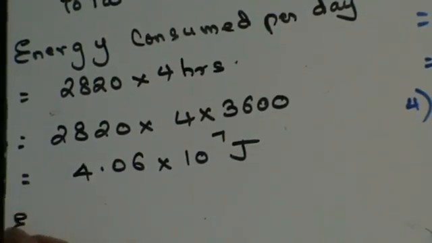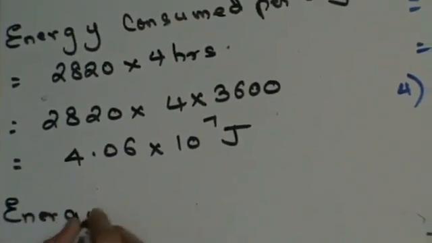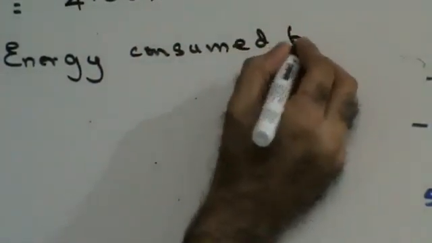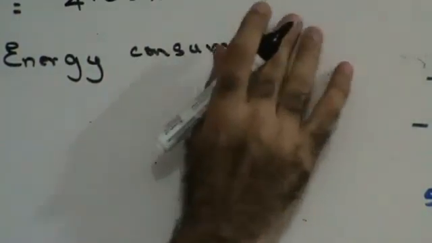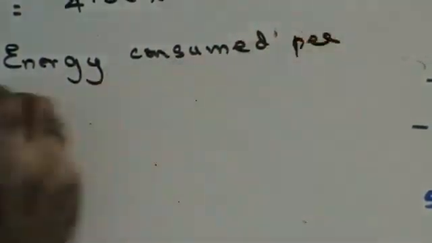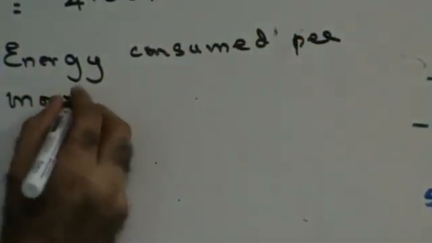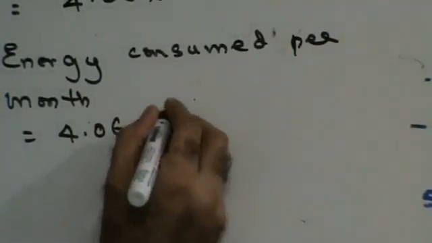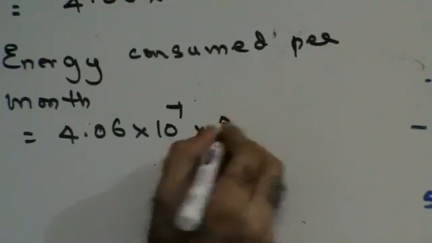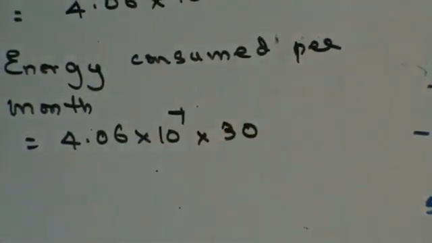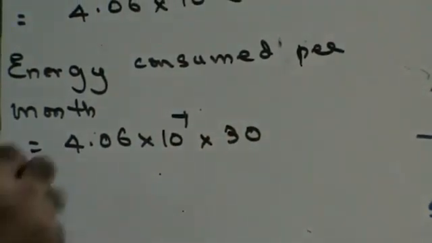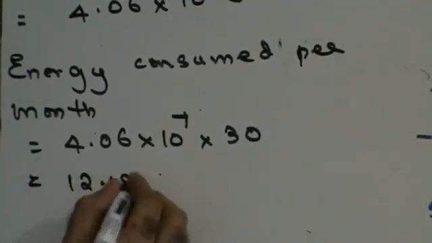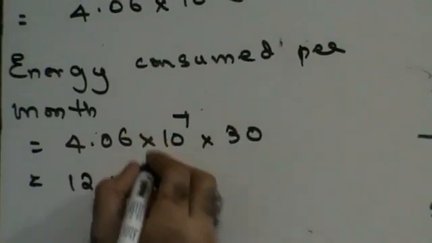We have 30 days in a month. So what will be the energy consumed per month? It is going to be 4.06 into 10 raised to 7 multiplied by 30, right? This is going to be nothing but 12.18 into 10 raised to 8 joules.